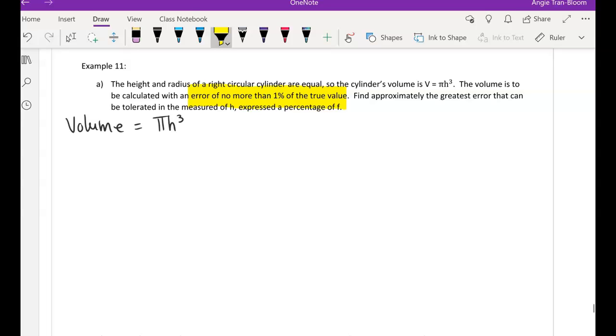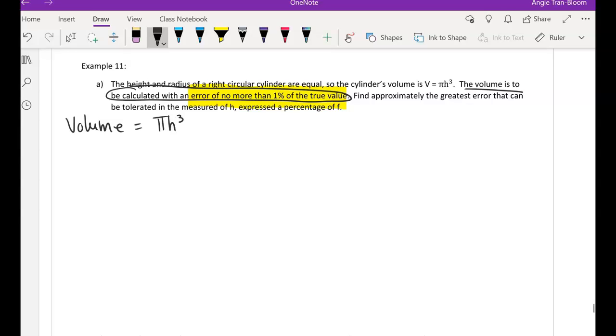Okay. Of no more than 1% of its true value. So let's spell that out. The volume is to be calculated with an error of no more than 1% of the true value. Find approximately the greatest error that can be tolerated in the measure of h, and give it to me as a percentage. So earlier, as you remember, we were looking for the percentage of the change in radius, or we were looking for dr, or dx, because it was the change on the side if we're talking about a cube.